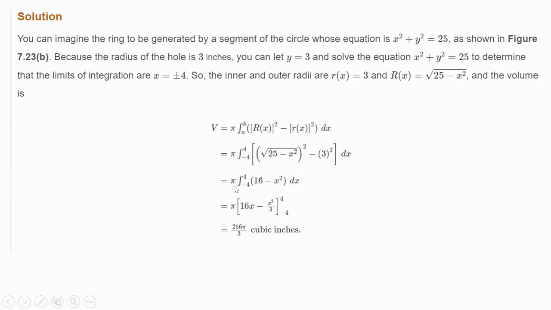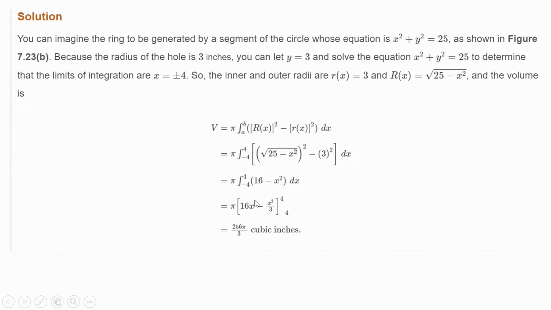So this is going to then be equal to pi. And when I square the square root of 25 minus x squared, I just get 25 minus x squared. So 25 minus x squared minus 9 is 16 minus x squared. And again, I'm integrating dx because that's the way I drew my slice. So the pi just sits out here.